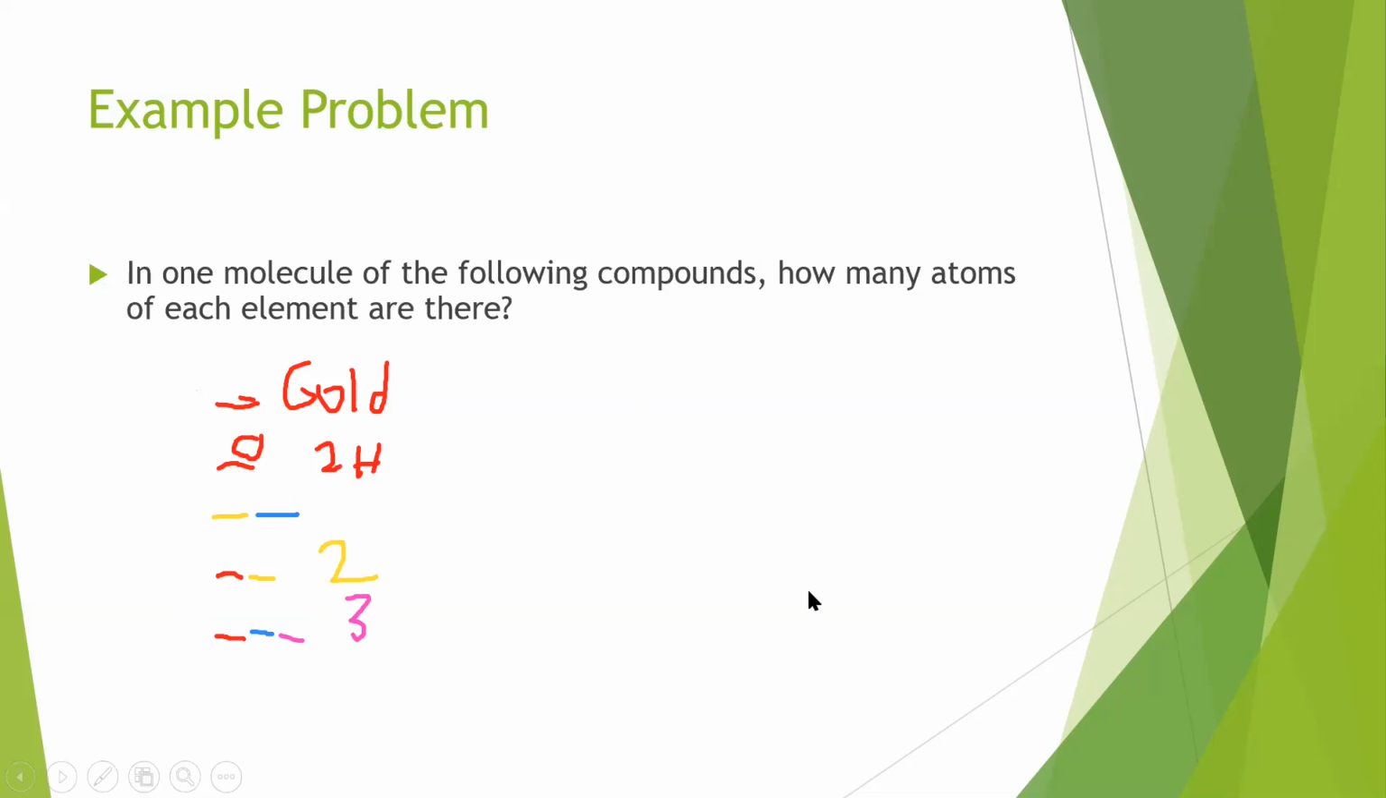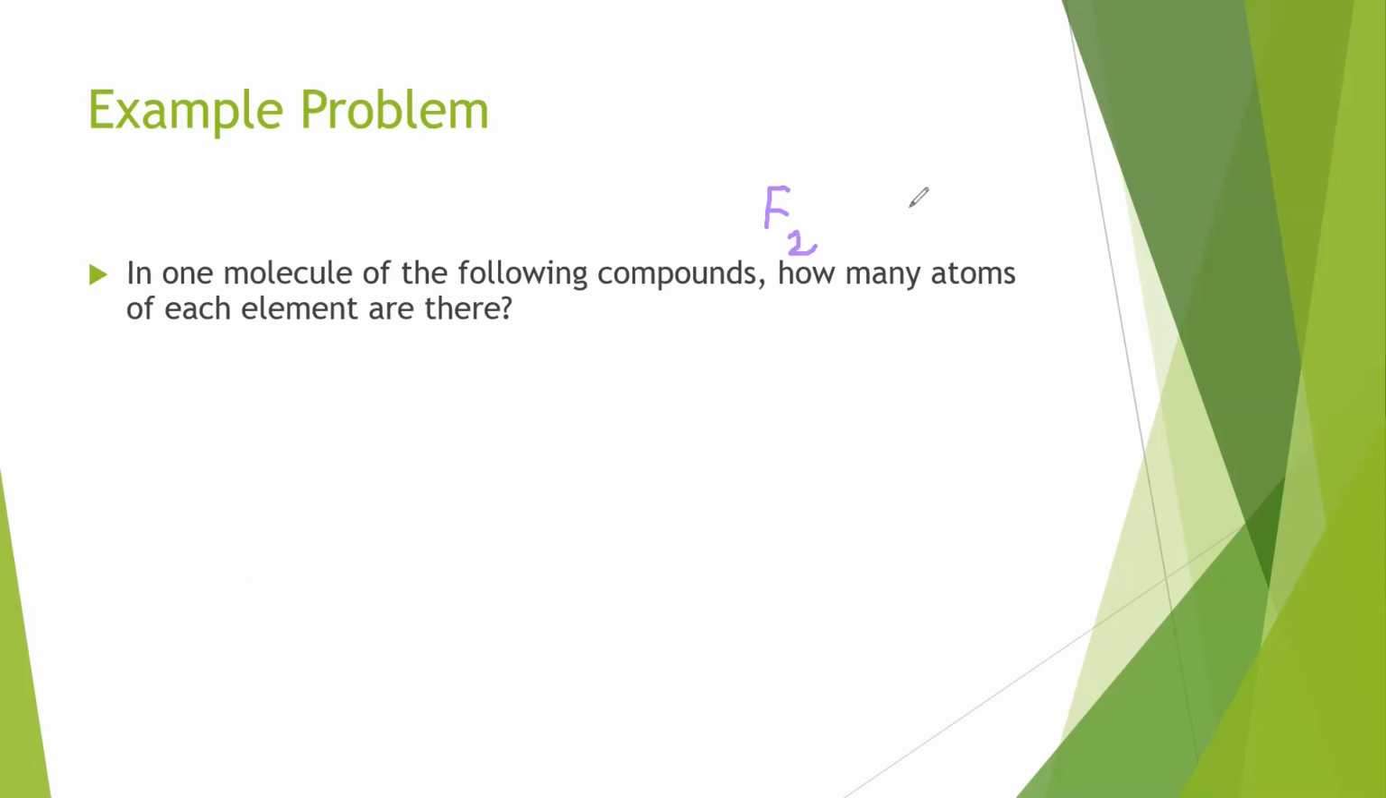So let me erase everything. Okay. So now we're going to talk about how many distinct types of atoms there are. For example, if I give you the compound, let's say F2, we know that there's 2 atoms of F. So that's how I want you to type in the answer. If I give you the compound F2, I want you to say 2 atoms of F.